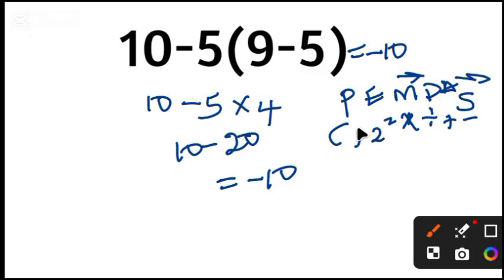So we are to begin with the parenthesis, and that was what we did. After that, we solve the multiplication. Finally, we can now do the subtraction.